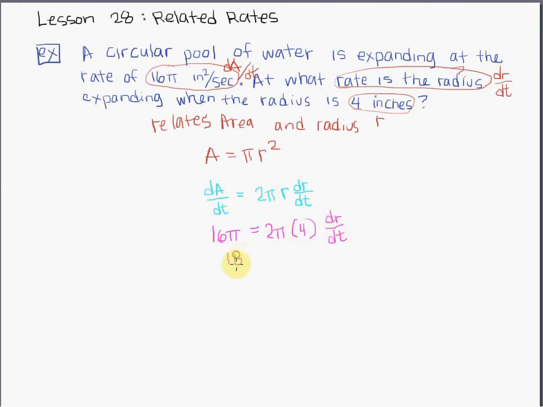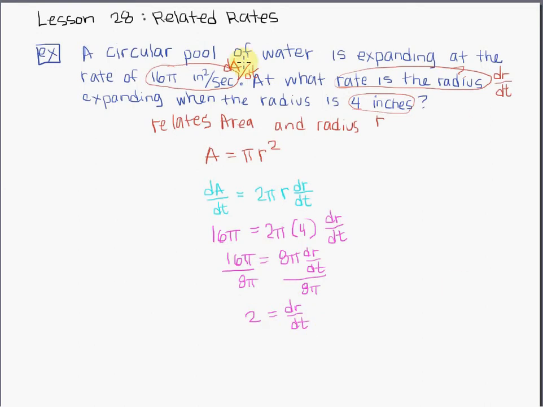So we get 16 pi equals 8 pi, and I just did that by multiplying the 2 pi and the 4. And then we want to get dr/dt by itself, so we're going to divide both sides by the 8 pi. So then we just get 2 equals dr/dt.